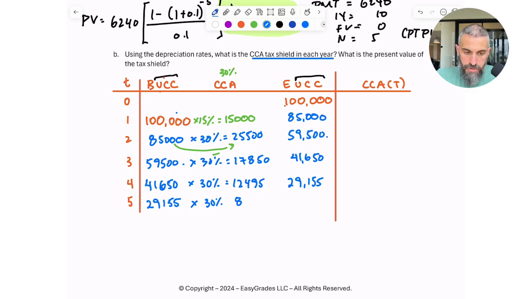And we have our depreciation expense. I'm going to round this one because I don't want to have any decimals, for each year. And it's right here.